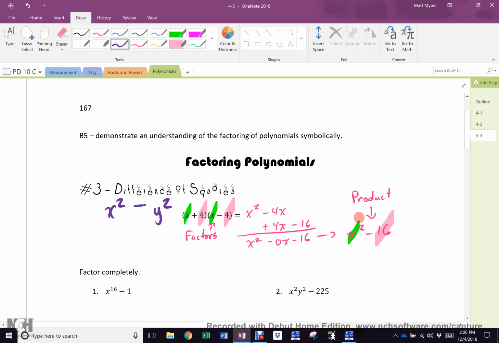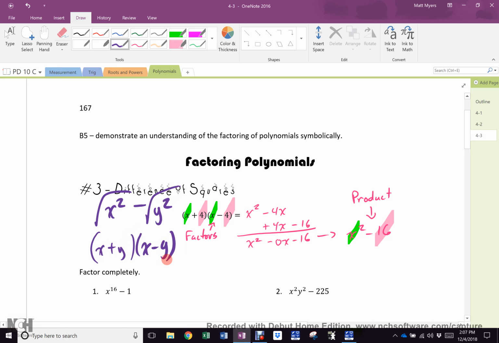And the shortcut here is, what was the first answer when I'm factoring? Square root of the first thing. Square root of that guy. Plus square root of that guy. Then I just write it again.